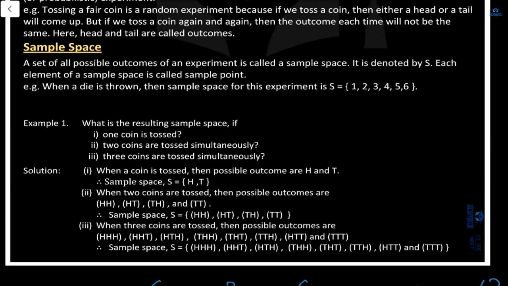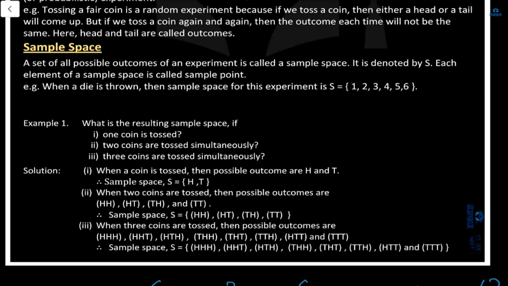Now, if you have a bag full of red and white balls, what is the sample space here? If you are going to pull out a ball without seeing, what are the possible outcomes that you can get? Red or white ball. Red and white. So this is a sample space.